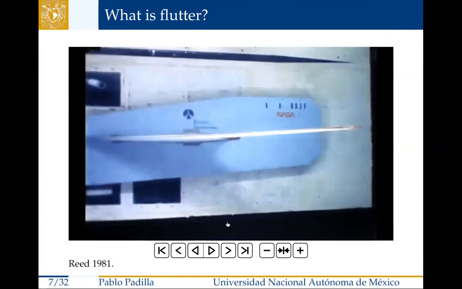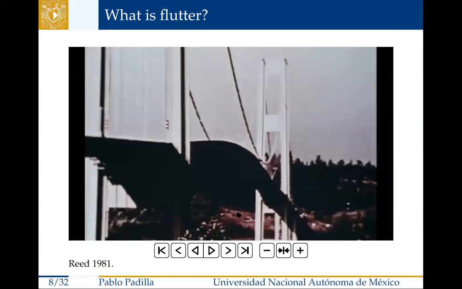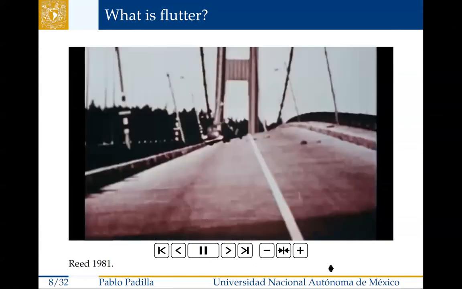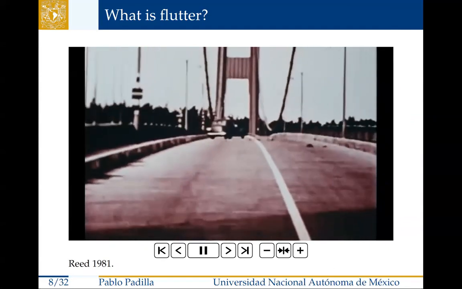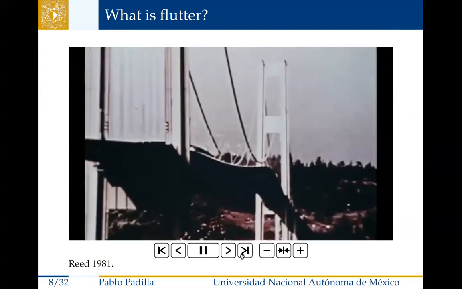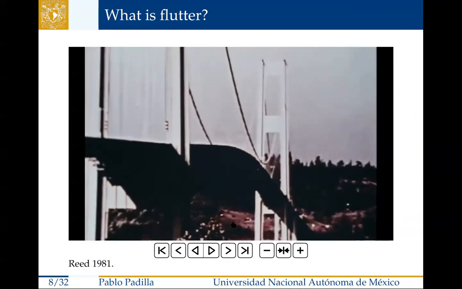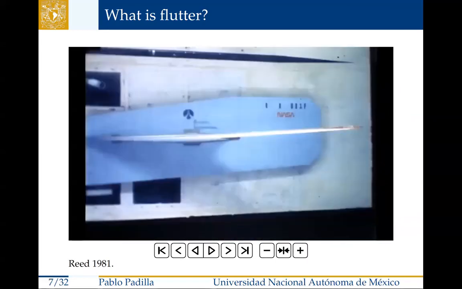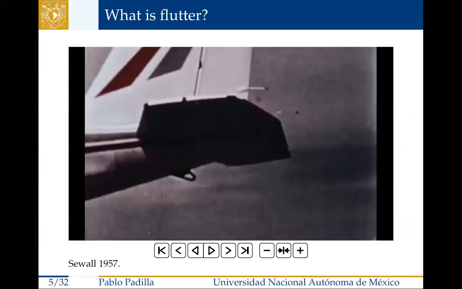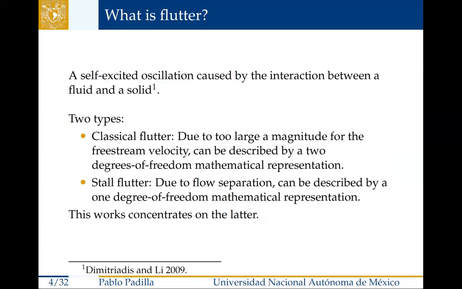Let me show you a very famous example, which is now understood in terms of fluttering. This is the Tacoma Bridge, already many years ago, but it starts oscillating very heavily until it collapses. So having shown the videos, let me go back to the boring part of the presentation and try to give at least an operational definition of what Flutter is.